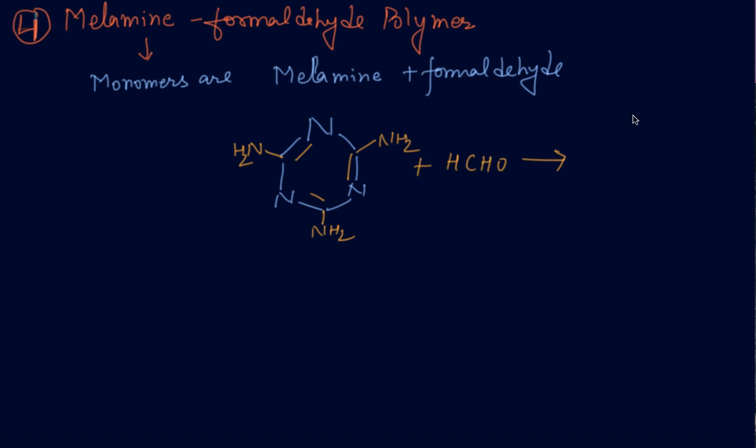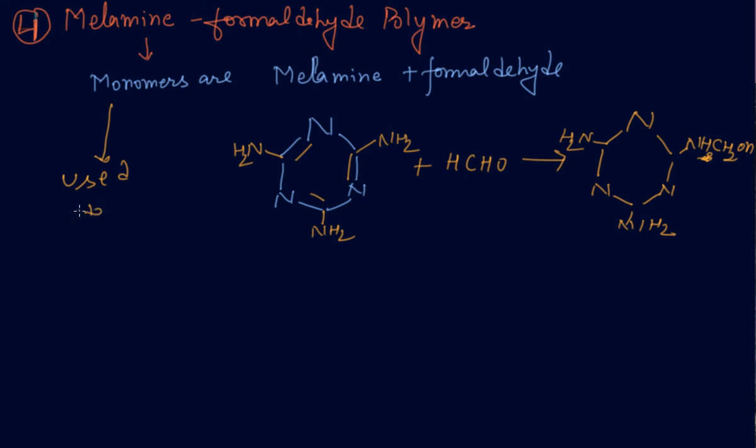Formaldehyde and melamine, and we will get melamine polymer. In this way, we are getting the monomers of melamine, and melamine polymer is used in making unbreakable crockery. Thank you guys. Next we meet with some more.